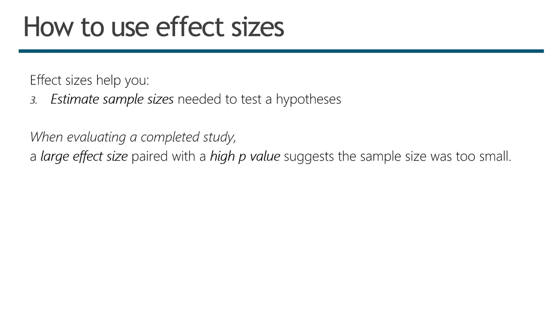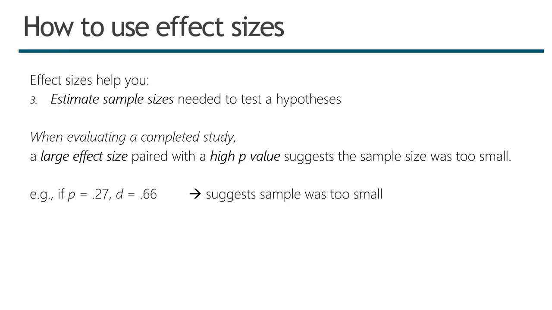You can also use effect size to evaluate a completed study. If you observe a large effect size and it's paired with a high p-value, this is going to suggest that your sample size in that study was too small. In this example here, you have a p-value of 0.27. That p-value suggests that the data are consistent with the null hypothesis. You also got a d value of 0.66. That suggests that there is a medium to large effect size. These two statistics are inconsistent.